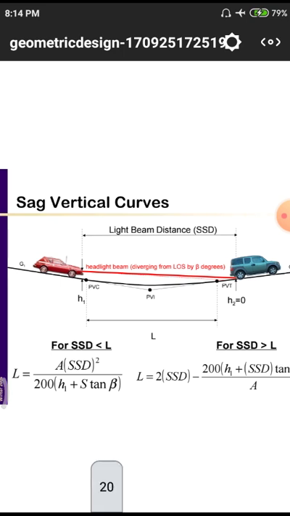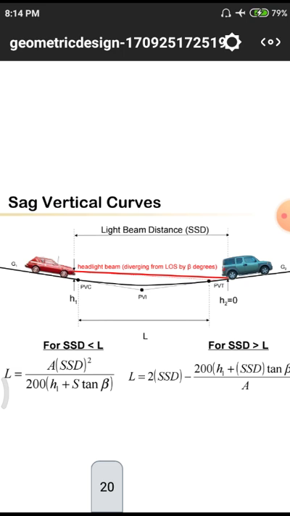Okay, these are the formulas for calculating the lengths. L equal to A into SSD square by 200 of (H1 plus S tan beta). Here also we are having gradients G1 and G2. G1 at the normal first point, G2 at the second line. We have to use those two gradients with respect to center points. That means at the center point we are having point PV1.